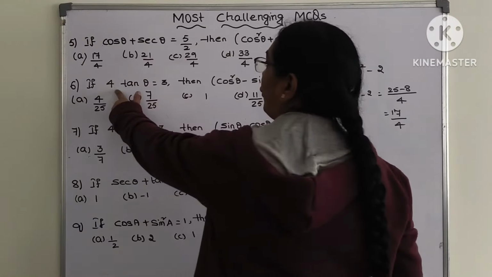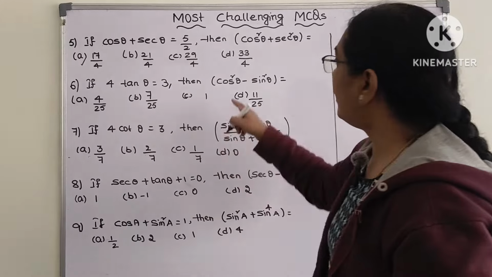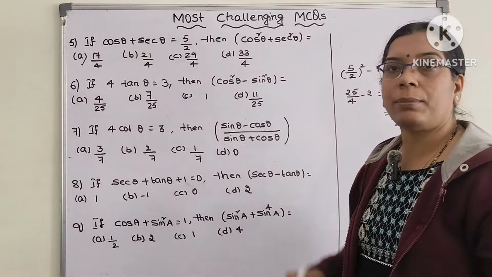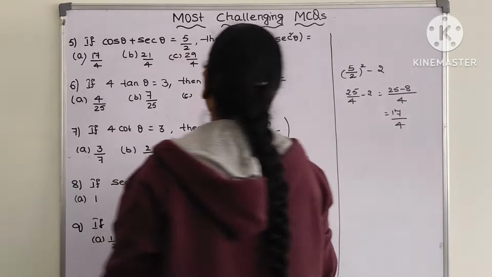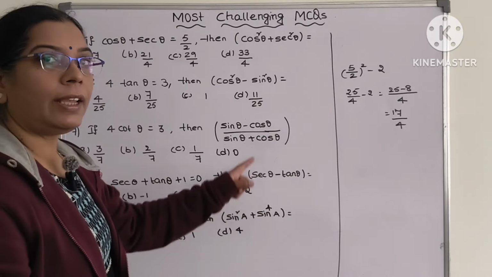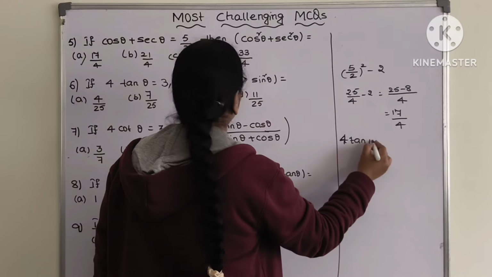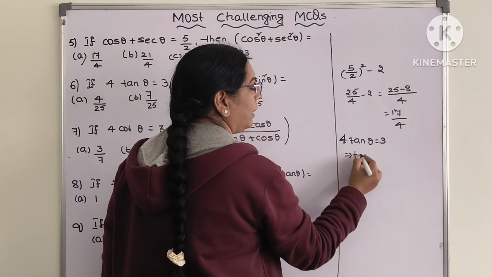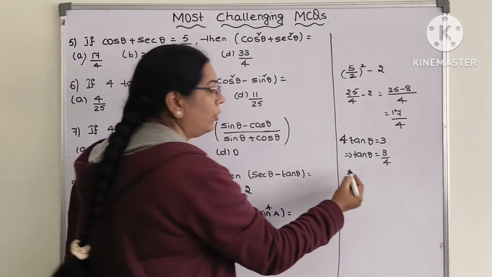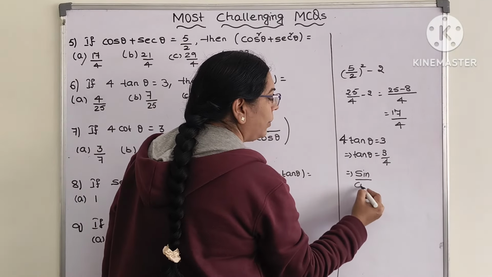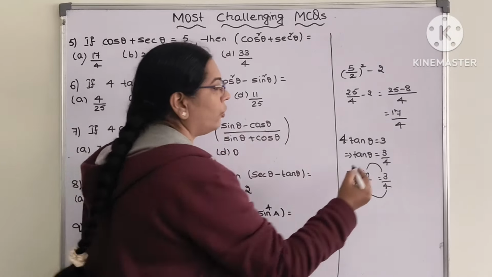The next one. If 4 tan theta is 3, then find the value of cos square theta minus sin square theta. Pay attention, children. What is it that they gave? They gave us tan theta. 4 tan theta is equal to 3. That implies tan theta is equal to 3 by 4. Which implies tan, you know, is sine by cos. So, sine by cos is equal to 3 by 4. So, sine is 3, cos is 4.